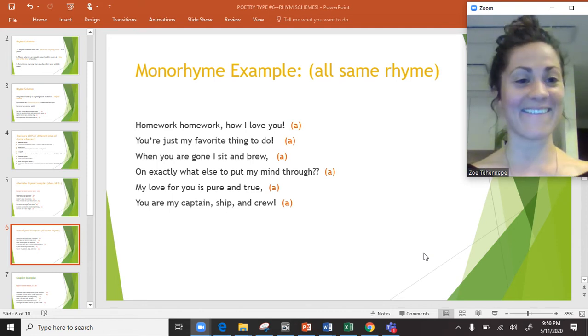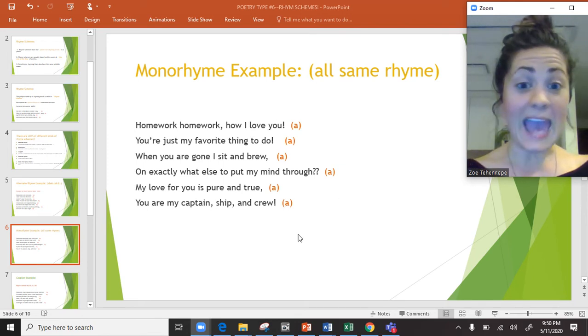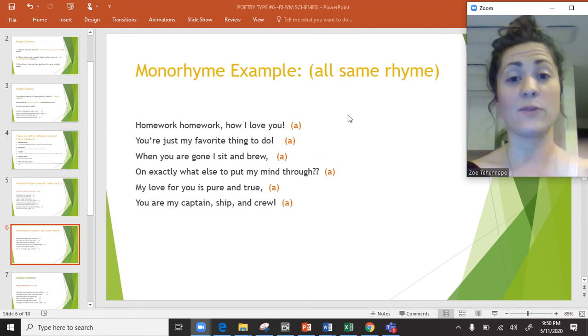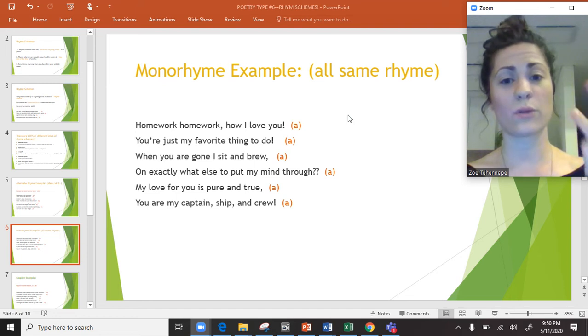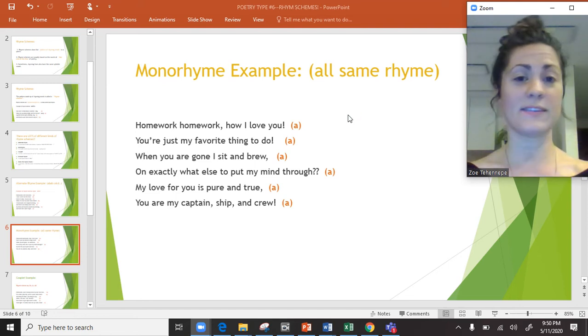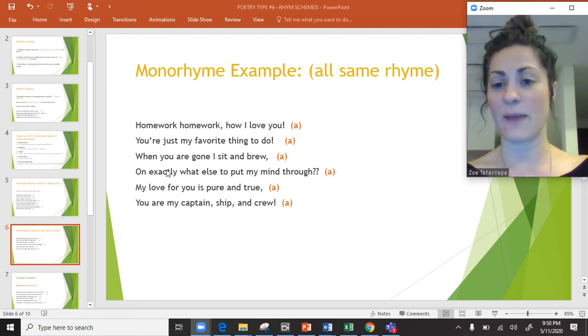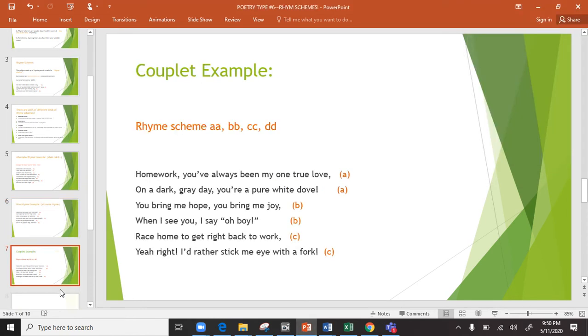So, I hope you like that one. You can see every single line has the same rhyming sound. You, to, brew, through, true, crew, all the same sound. This is a monorhyme example of a rhyme scheme.